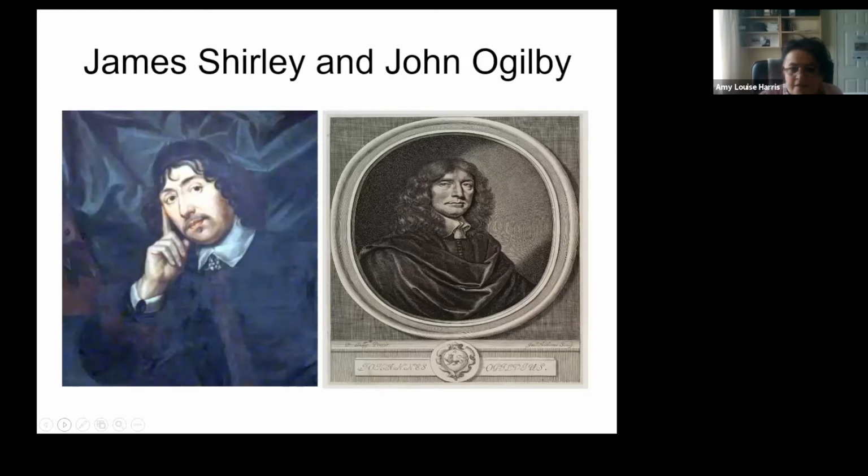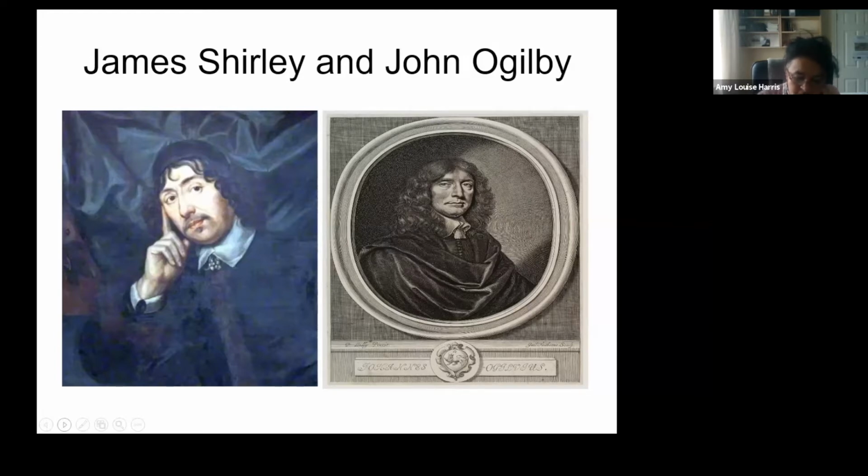On the left-hand side of the slide, there is the playwright James Shirley, and on the right is John Ogilby. Both men had careers in Ireland. James Shirley was over writing plays for the theatre in Dublin in the 1630s when Thomas Wentworth was Lord Deputy, and John Ogilby was closer to the Wentworth family, teaching his daughters to dance.